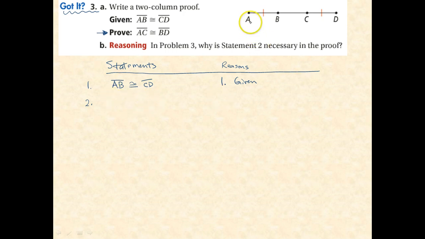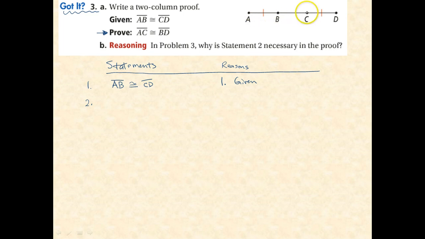Well, when you're trying to decide where to go on a proof, it's good to come back to your plan. Remember, my plan is to eventually say that AC is congruent to BD, right? But I need to use the segment addition postulate. But the segment addition postulate is talking about if I add the length of segment AB to the length of segment BC, then that gives me the length of segment AC.